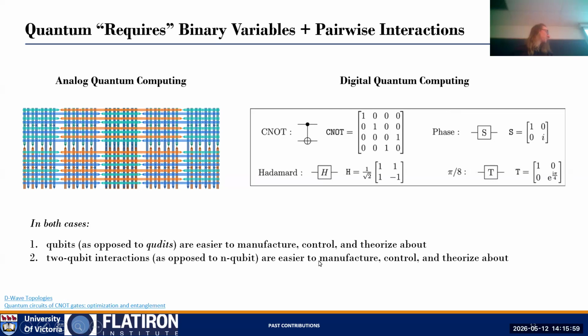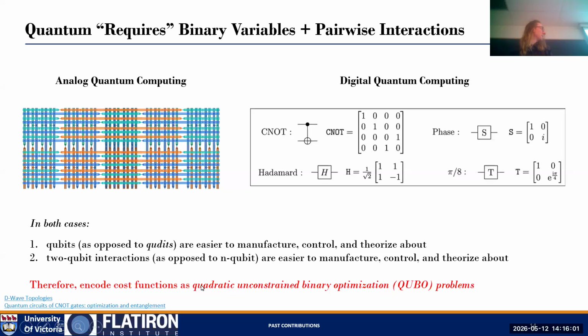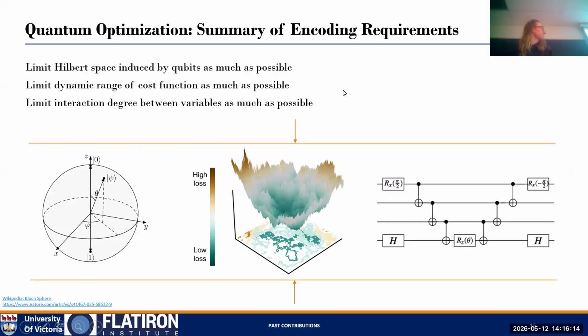So the encoding problem reduces to us taking cost functions of some form that we want to optimize, and then transforming them to quadratic unconstrained binary optimization problems, QUBO problems. Three things naturally emerge within the encoding problem that we should pay attention to.